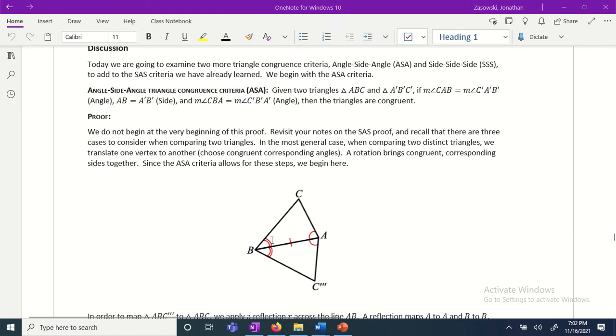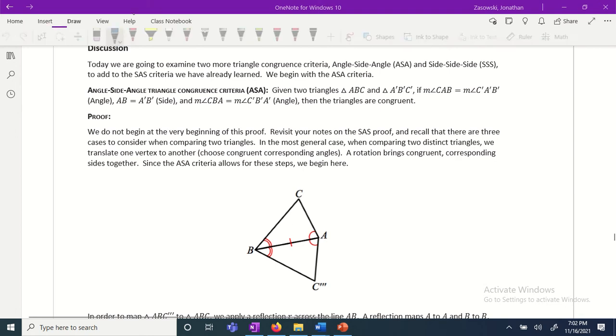Once again, remember we talked about with angle, side, angle, the side is the included side between the two angles. So if we're given two triangles with angles CAB and C prime A prime B prime marked congruent, AB and A prime B prime, and then CBA and C prime B prime A prime, essentially we could just do a reflection and get these two to map onto each other.